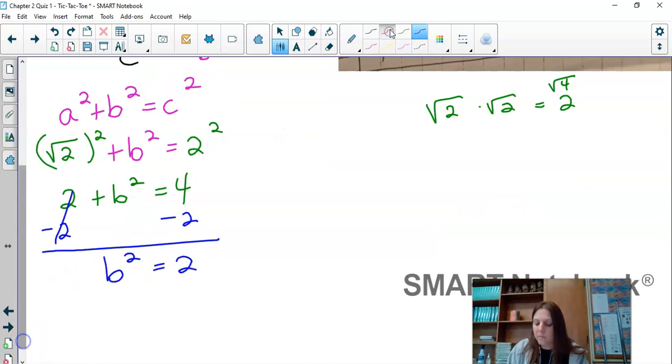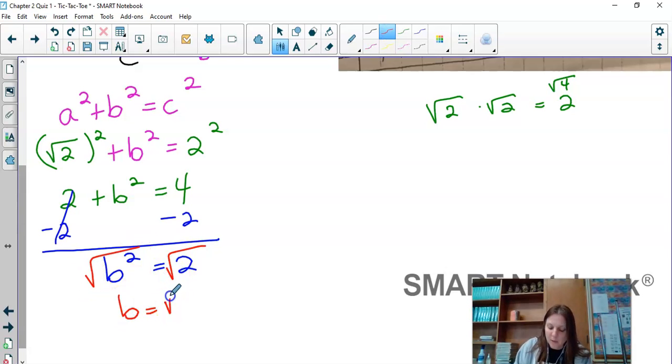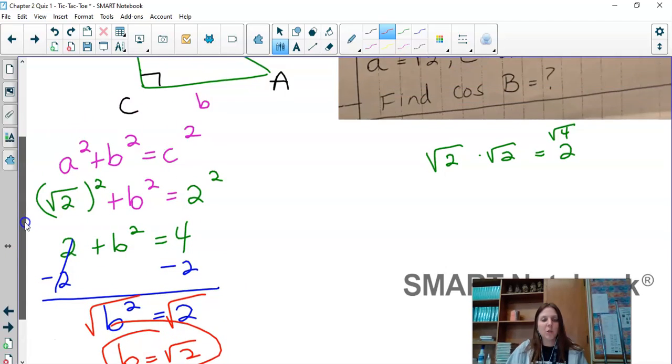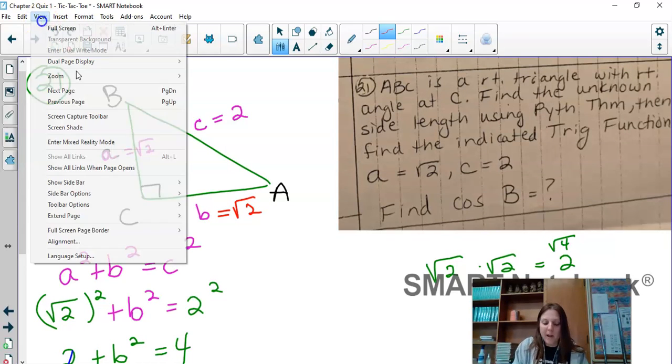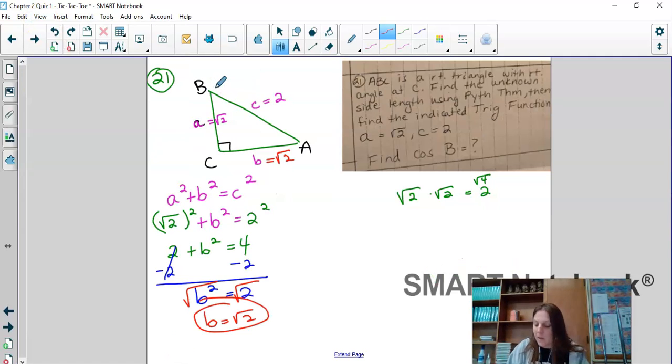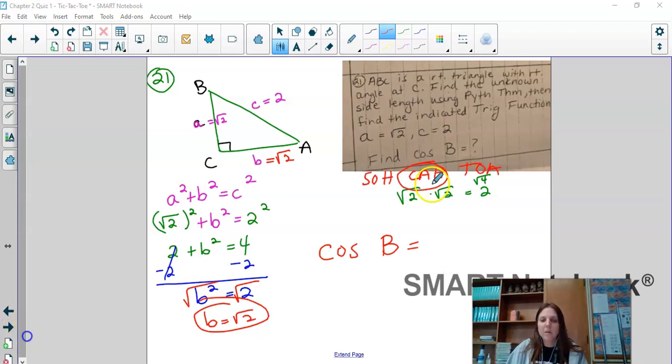Solve for B. So B squared equals 2. I'm going to take the square root, and B will equal the square root of 2. So I have two sides that are the square root of 2. Label it in your picture. The other thing that you need to find for this question is cosine of B. So I need the adjacent over the hypotenuse. Let's label the sides. And this is angle B. In relation to angle B, this side over here would be opposite. Label your hypotenuse. That's always the side opposite the right angle, the longest side. And so this would be adjacent.